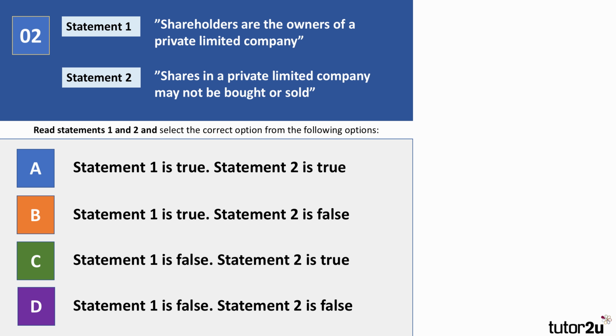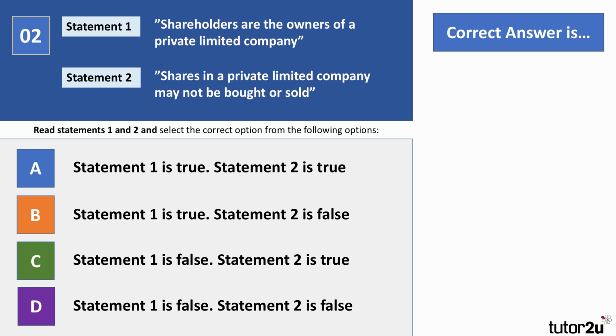And if you've had a go at that question, let's take a look. Statement 1. Well, that's true. Shareholders are the owners of a private limited company. They own the business. Statement 2. Shares in a private limited company, well, that's not true. They may be bought or sold. You can buy and sell shares in a private company, not on a public stock market, but oftentimes shares in private companies are bought and sold. So statement 2 is false. Therefore, the answer is B.